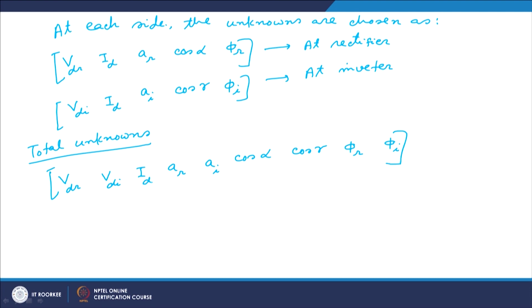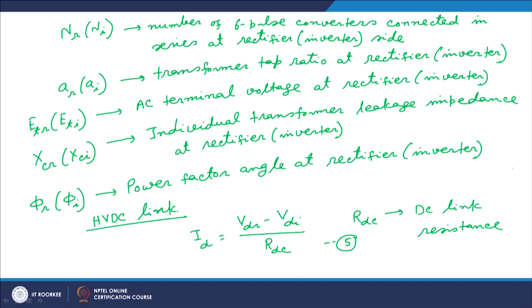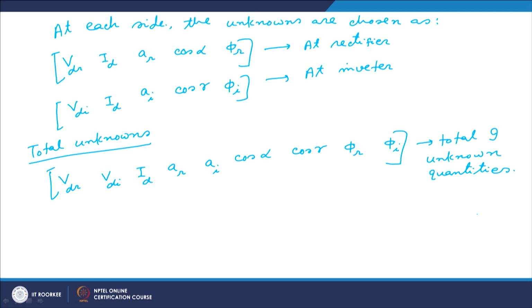How many unknowns are there? Total 1, 2, 3, 4, 5, 6, 7, 8, 9. So, total 9 unknown quantities. However, we have just seen that for this HVDC link altogether we have only 5 equations. So, I have got 9 unknowns and 5 equations. Obviously, we cannot solve for 9 unknowns by utilizing 5 equations; at best we can only solve for 5 unknowns. So, out of these 9 unknown quantities, 4 quantities need to be pre-specified and the rest 5 quantities need to be calculated.